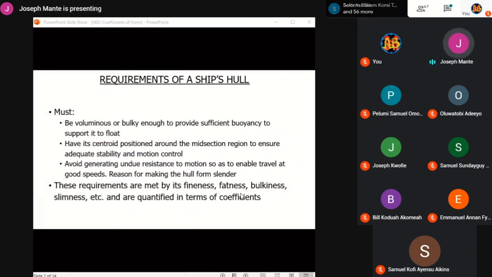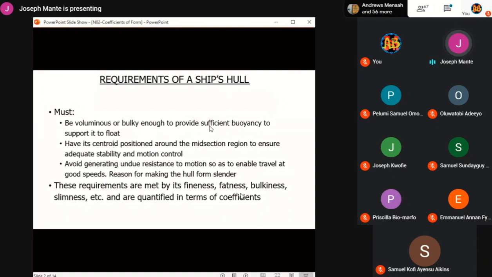First, it has to be voluminous or bulky enough to provide sufficient buoyancy to support it to float. The ship hull, that is what it has to be. Have its centroid position around the midsection region to ensure adequate stability and motion control. Avoid generating undue resistance to motion so as to enable travel at good speed, reason for making the hull form slender. These requirements are met by its fineness, fatness, bulkiness, slenderness, etc., and are quantified in terms of coefficients.